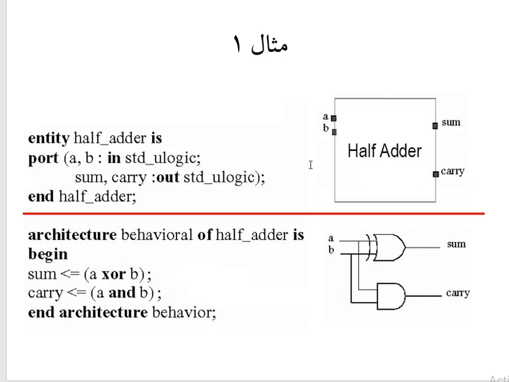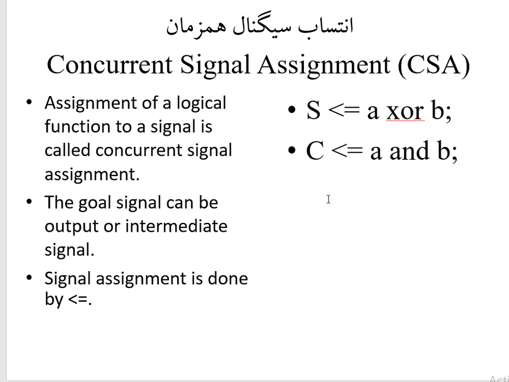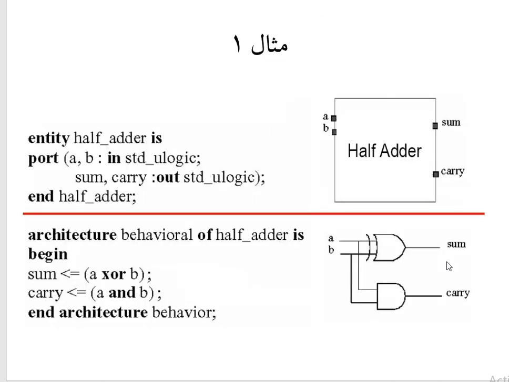And then by this explanation, we can complete our previous example. Here we have an example: the entity definition, the entity description, and we have a blank here between begin and end of the architecture. We know that the sum output is the XOR of the inputs, and carry is the AND of the inputs. And by this signal assignment, we can completely fill the blanks of the system like this.